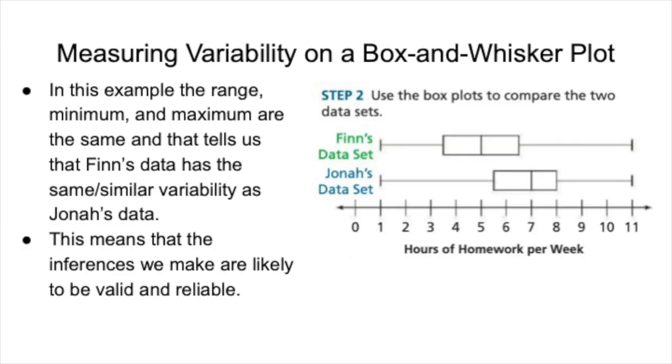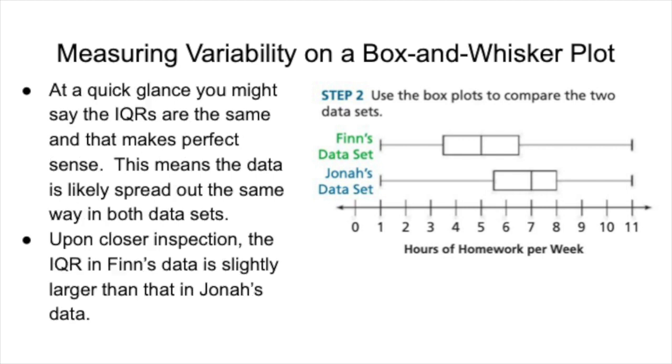In this example from lesson 6.3, you'll notice that the range, minimum, and maximum are all the same. And that tells us that Finn's data has the same or similar variability as Jonah's data. This means that the inferences we make are likely to be valid and reliable.